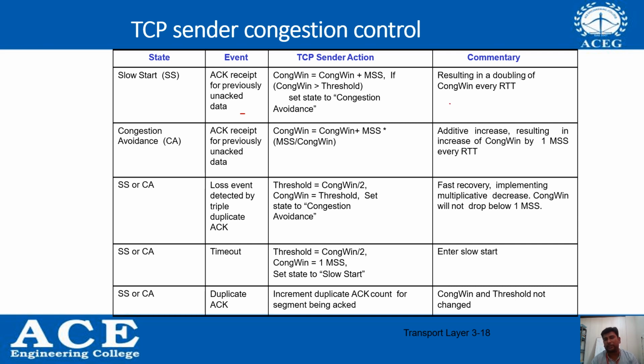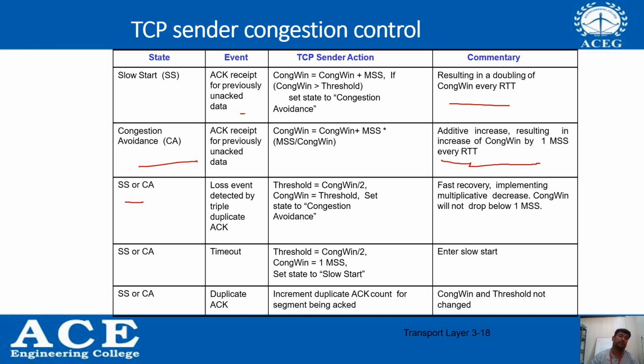So every attempt which is successful, we are going for doubling of the congestion window. Whereas in congestion avoidance, we are going for additive or linear increase, where the congestion window is increased by 1 maximum segment every time. Whenever you receive an acknowledgement for the previous one successfully, we are going to increase the congestion window size by 1 unit.